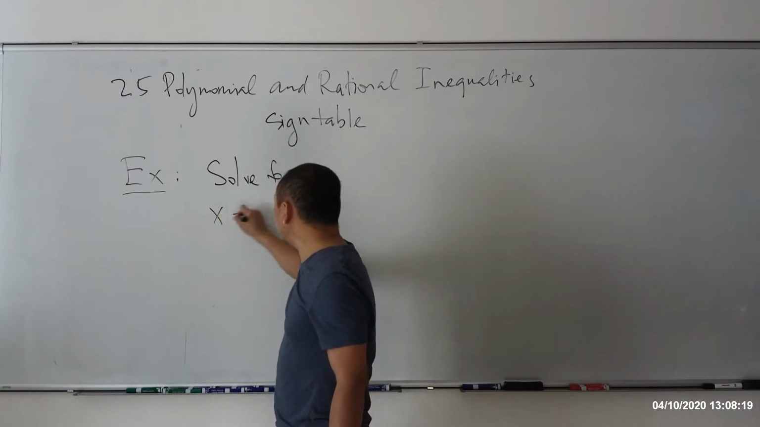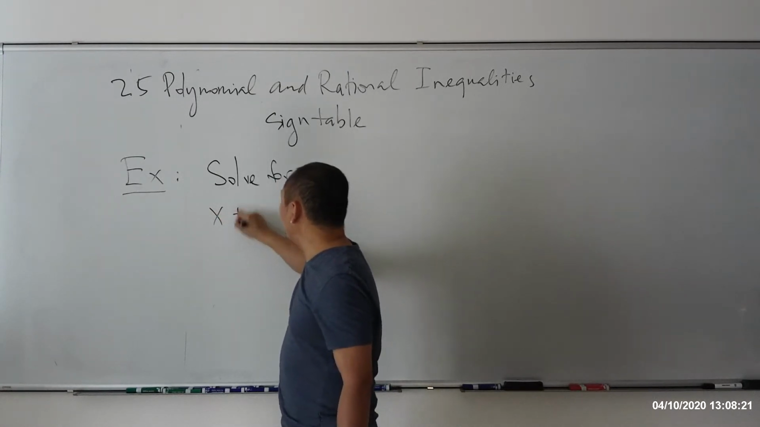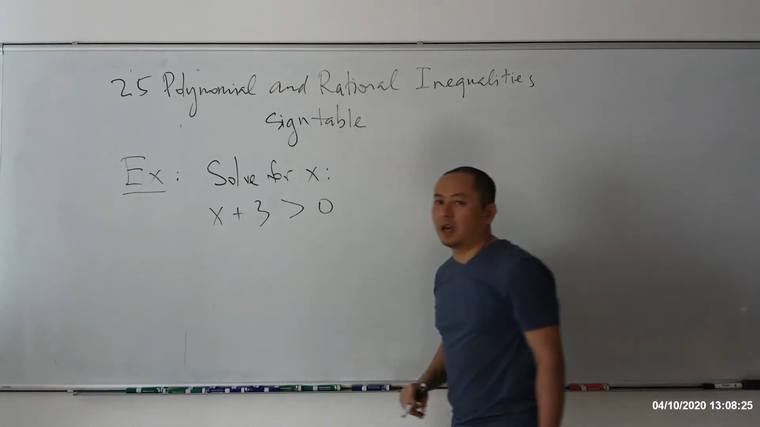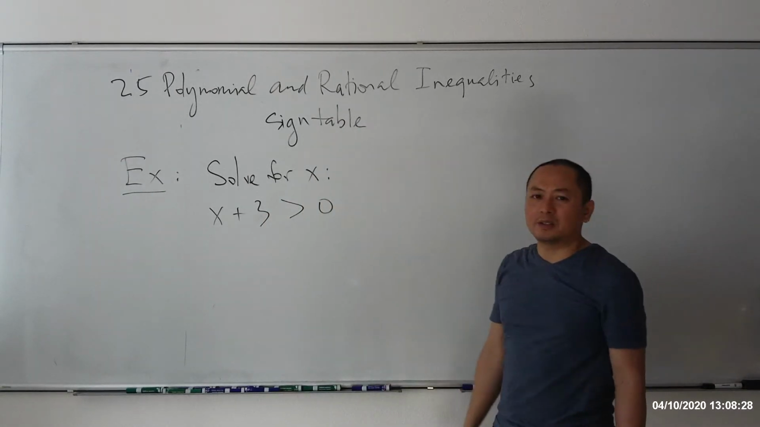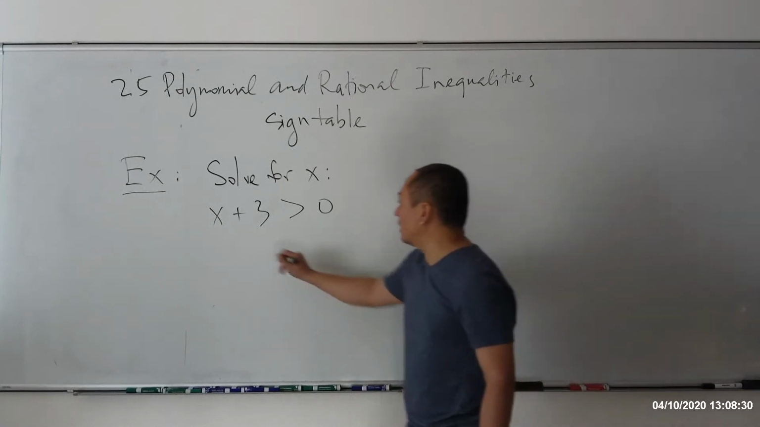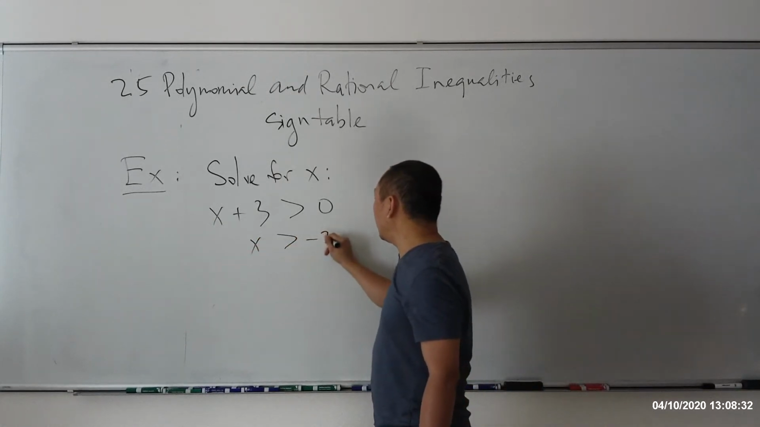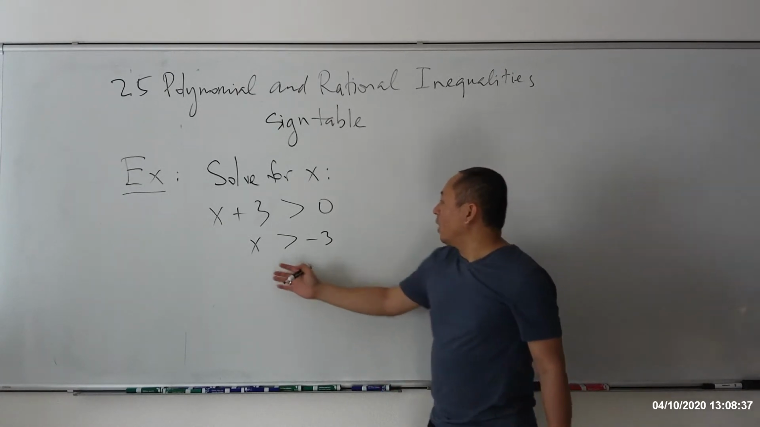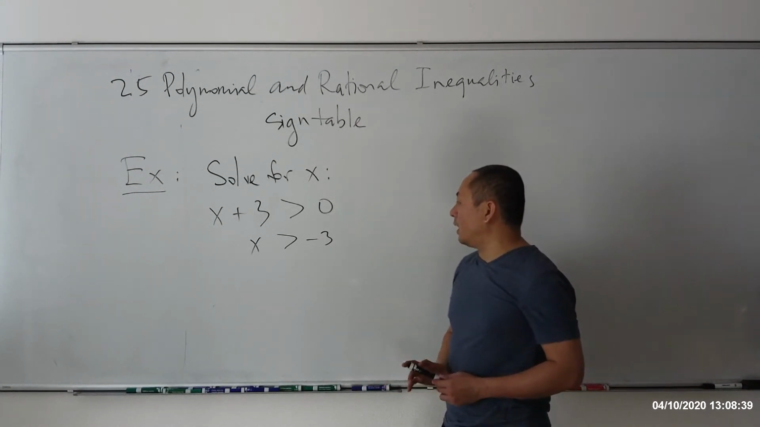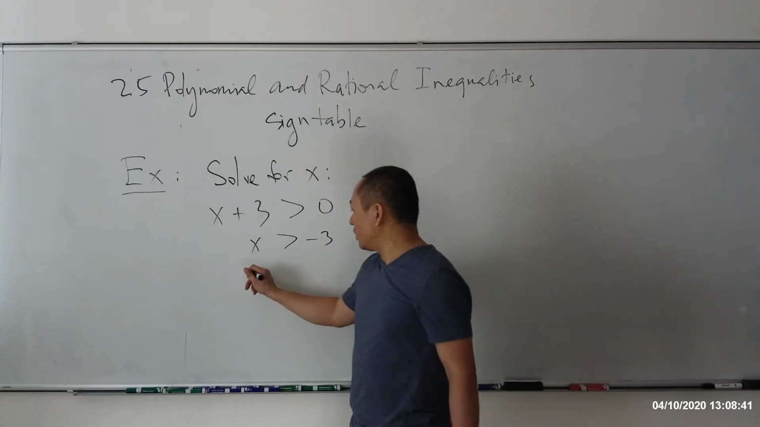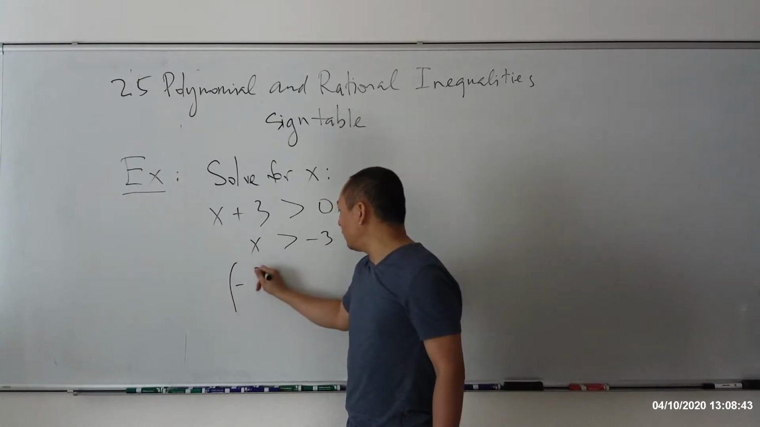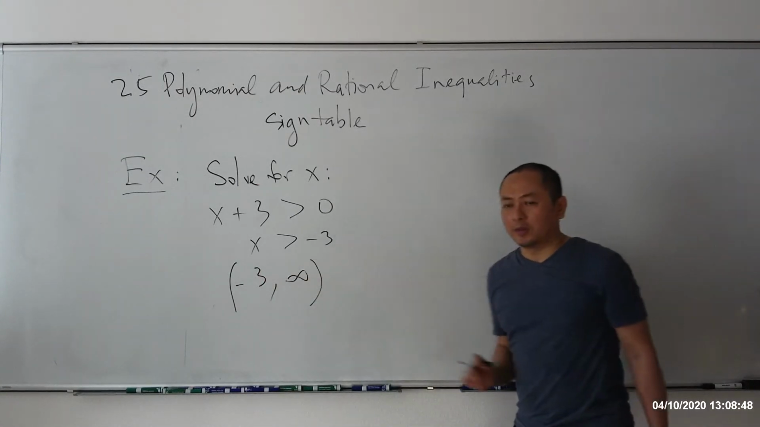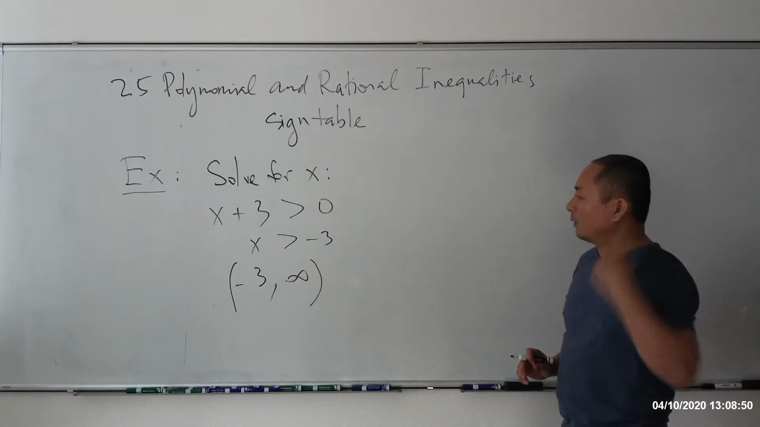Say this, x plus 3 greater than 0. You solve for x. Obviously, it's very easy, right? All you have to do is subtract 3 from both sides. You get x is greater than -3. So the solution, in terms of real numbers, is the set of all real numbers that are greater than -3. You want to write the solution in terms of an interval this way: -3, comma, infinity, in parentheses, because we're not including -3.